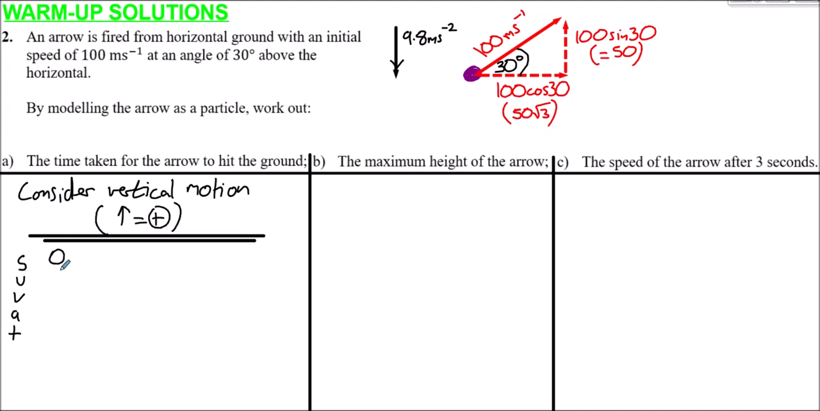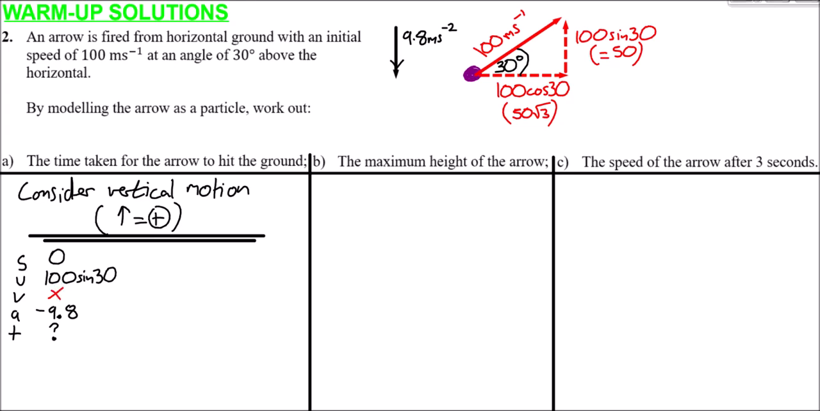u, the initial speed vertically, is positive 100 sin 30. The acceleration due to gravity: I don't know its final velocity, but I do know the acceleration will be minus 9.8, because that's acceleration due to gravity. The time taken is what we asked for, so I'm going to put a question mark there. The final speed, I don't know, and don't want to know yet.